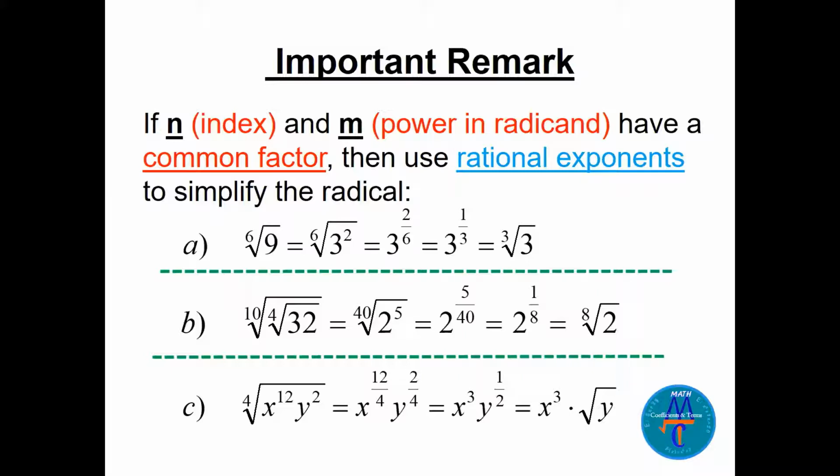Now check. Do we have any common factor between 5 and 40? Yes. So this is 2 to the power 5 divided by 40, 1/8. So this is the 8th root of 2. This is the whole answer here. See, very nice to simplify. Same thing you can do for this 4th root. You can read it, please.